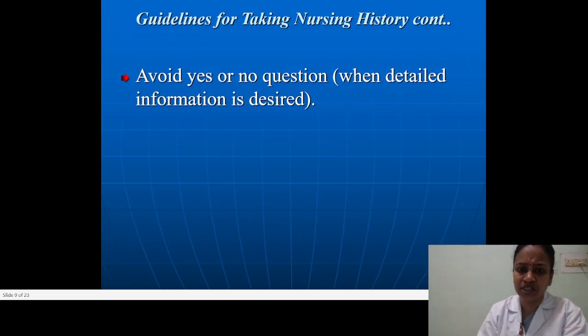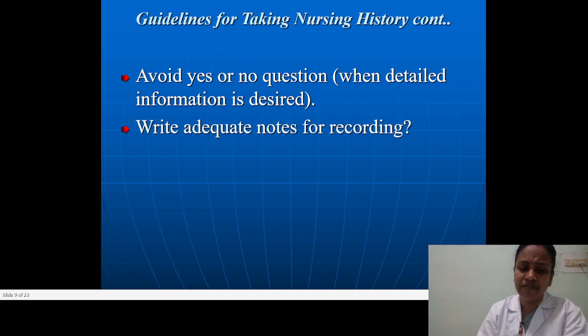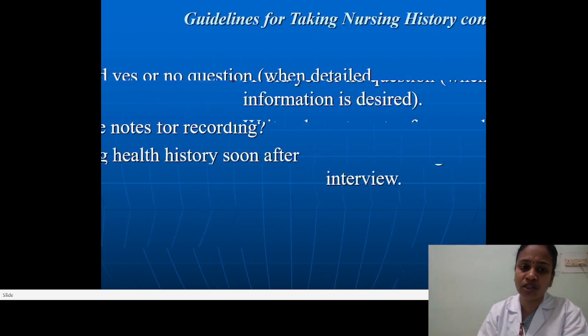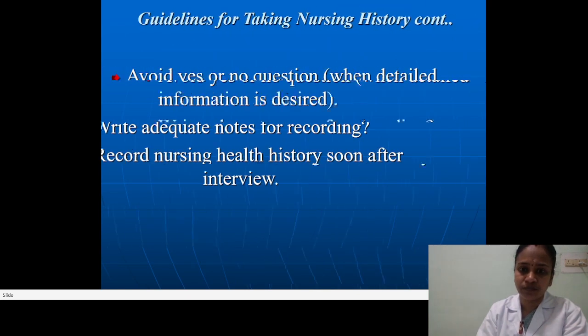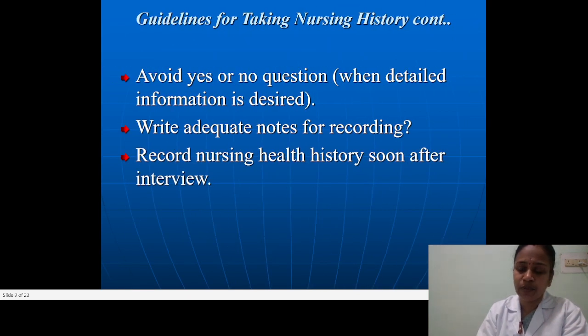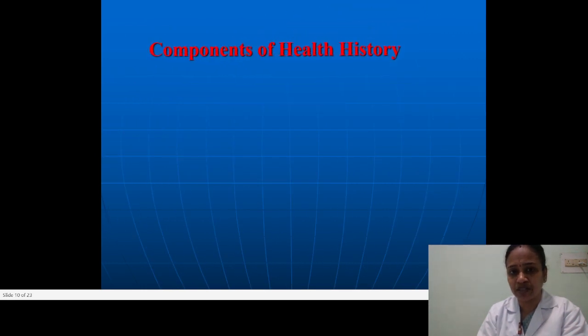Avoid yes or no questions. Always give an open statement to the patient so that they can elaborate or enumerate on their own. Write adequate notes after collecting the health history, and record the history after the interview with the patient.